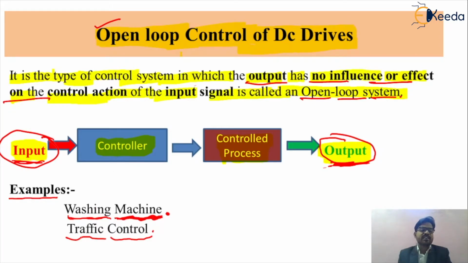The second example is the traffic control system, because in the traffic control system we have different lights: a red light for stopping, a green light for go, and a yellow light as a waiting signal. In that traffic control system we are using an open loop control system, because the output has no influence on the effect of the input. So that's why this is an example of your open loop control system.